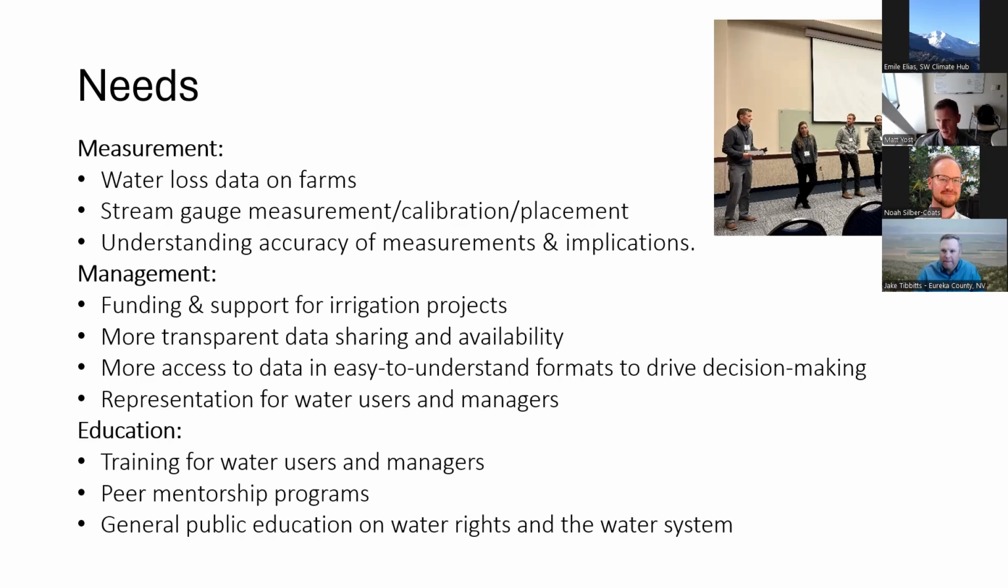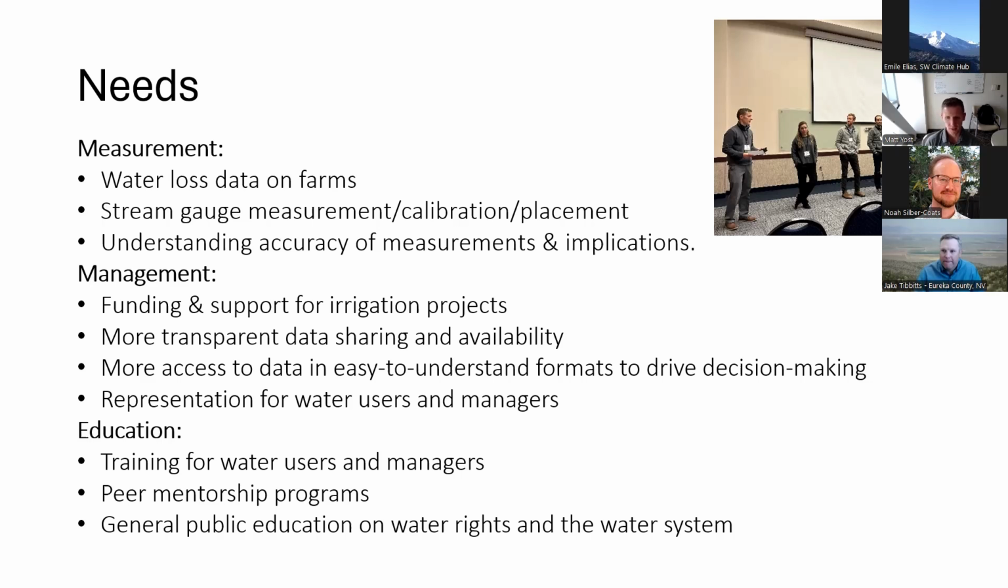So that's a challenge. One other that was interesting is that we heard from many that they wanted greater representation. We have some organizations that represent water users generally, but they're large and not specific. We don't have very many that represent water managers. And so there are ideas floating around about organizations and groups that could help represent the interests of water users and managers.